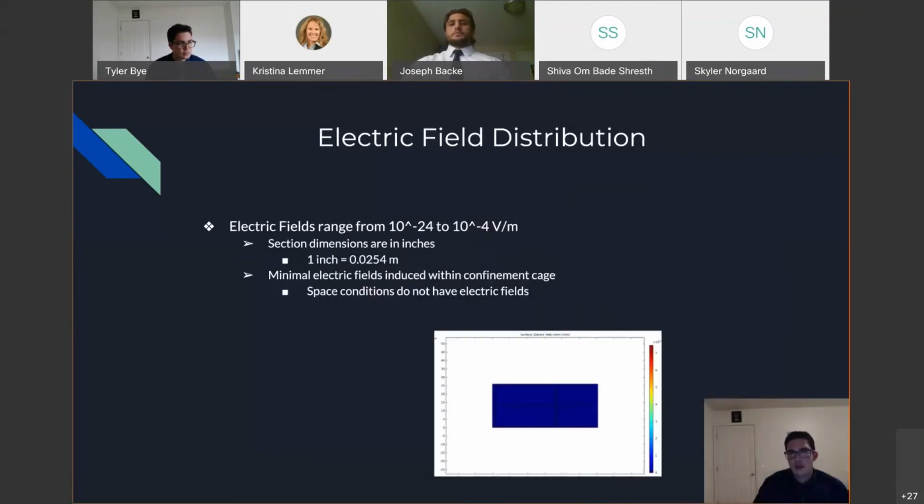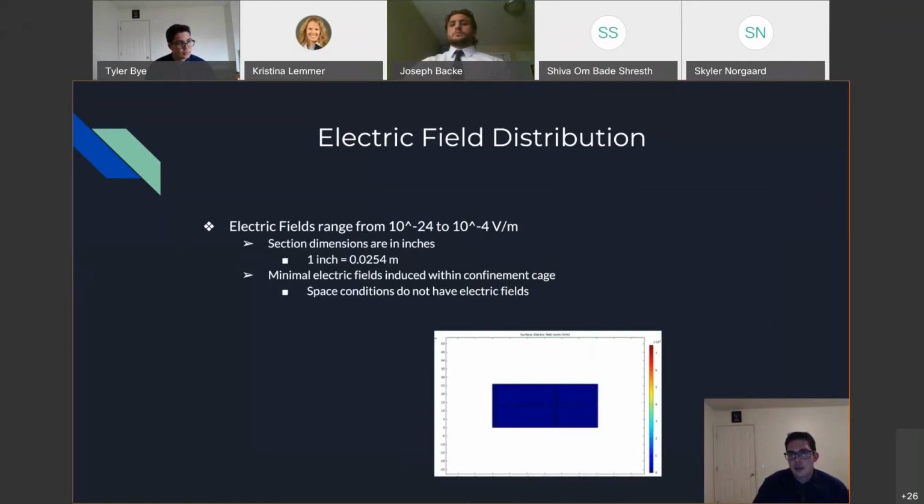The third and final simulation that we chose to run within COMSOL is the electric field distribution. And the electric and magnetic field distributions really are the second key parameter that we're trying to meet with our confinement cage. On Earth, there are already electric and magnetic fields on the surface, and this is going to affect experiments within the vacuum chamber. Within our simulation, we found that the electric fields range from 10 to the negative 24th to 10 to the negative 4th volts per meter.